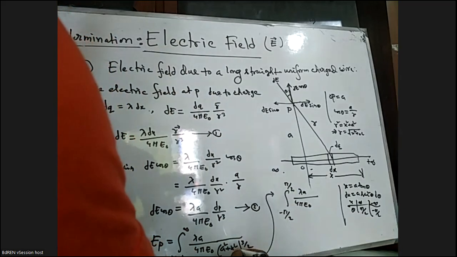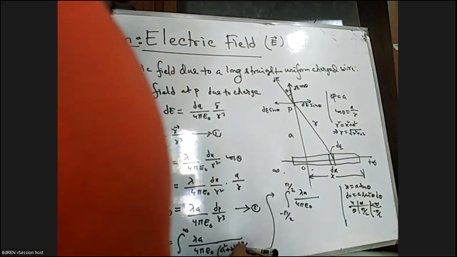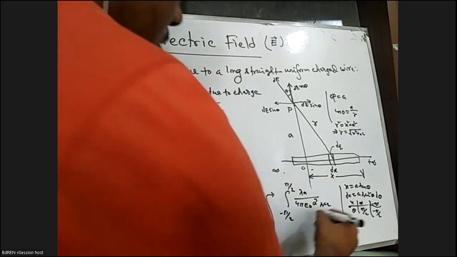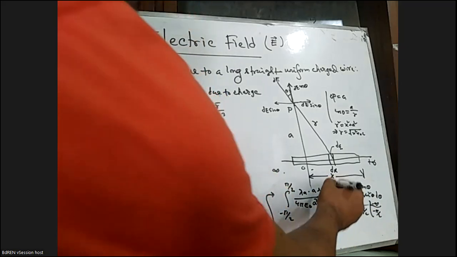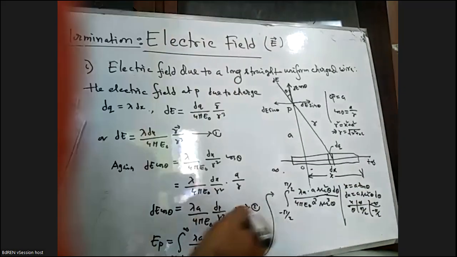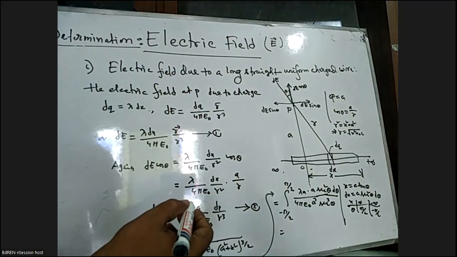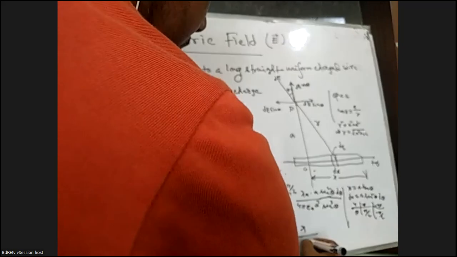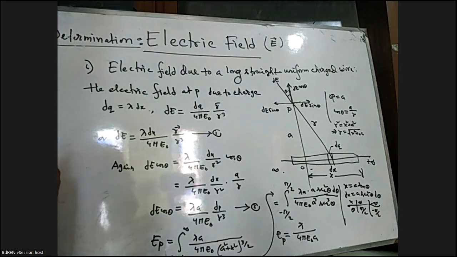Now a square plus x square, taking a square common, to the power 3/2 means a cube times 1 plus tan square theta, which is sec square theta, so sec cube theta. And dx equals a sec square theta d theta. So sec square theta cancels, a square cancels, and we get lambda divided by 4 pi epsilon naught a. This is the actually required electric field due to a long straight uniform charged wire.